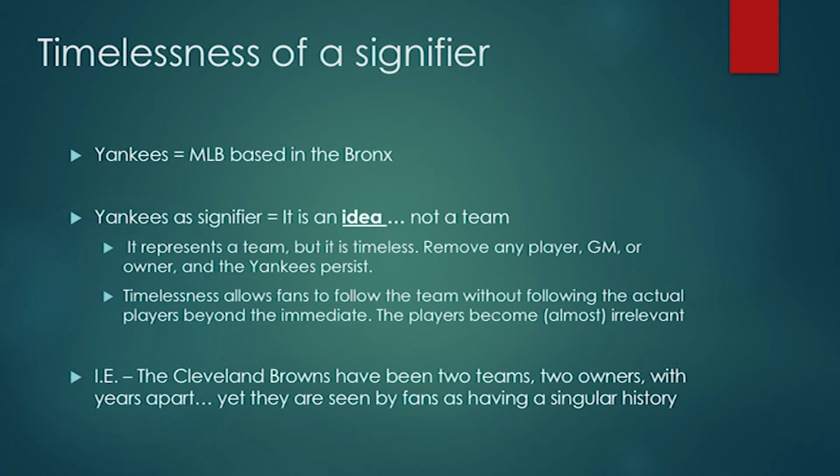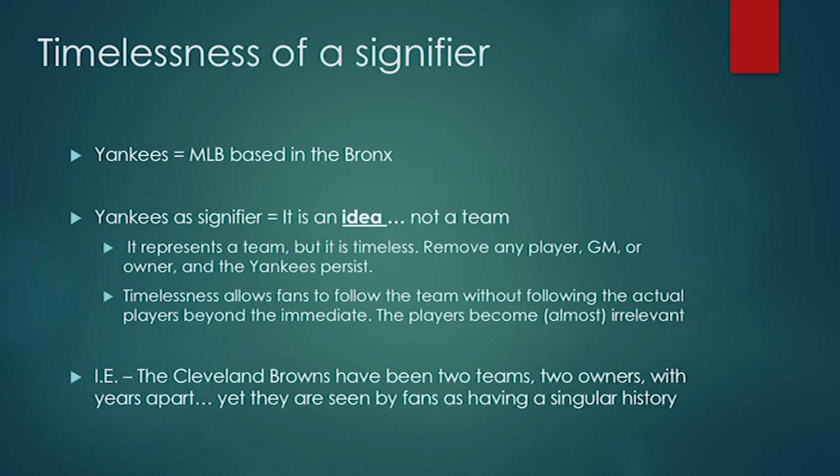What would seemingly be irrational behavior, cheering against this person one day and then cheering for the person the next day. Well, the person hasn't really changed that much. Just the idea around them and who that person is playing for is what's changed. So in this mascot signifier relationship, the players almost become irrelevant. It's the team itself that is the thing that's cheered for, and that is where the idea becomes timeless and separate from the actual members of the team. So, for example, the Cleveland Browns have had two teams with two separate ownerships and years in between those two teams. Yet they are seen by the fan base as having a singular history, when in fact the second Cleveland Browns could have been anything else.